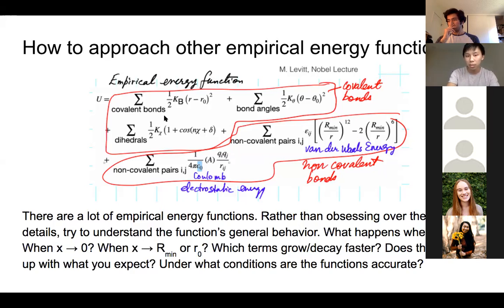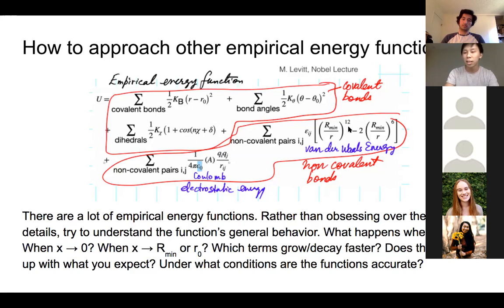For example, you can see here for covalent bonds, this is the potential energy of a spring, very close. For bond angles, it almost looks exactly the same, except you just replace the name of the variable. So this tells you that there's a restoring force proportional to the displacement. It behaves the same way. For dihedral, so rotation around the bond, you have this cosine factor. Okay, this means that it's cyclical. There's a repetition to it.